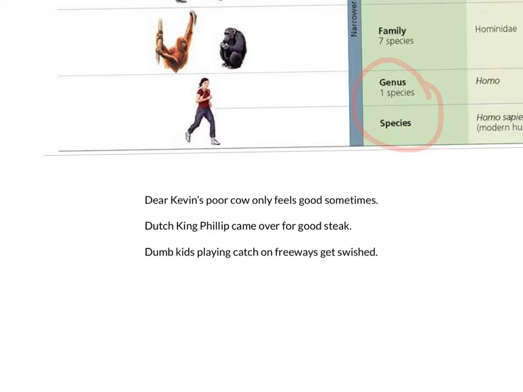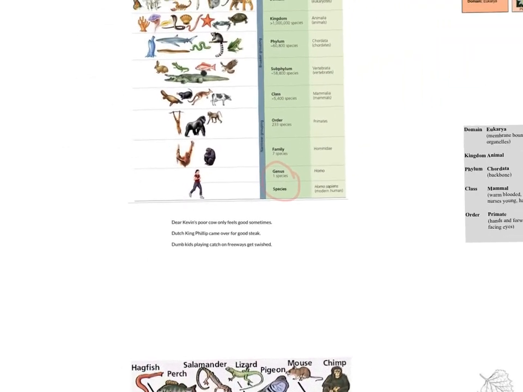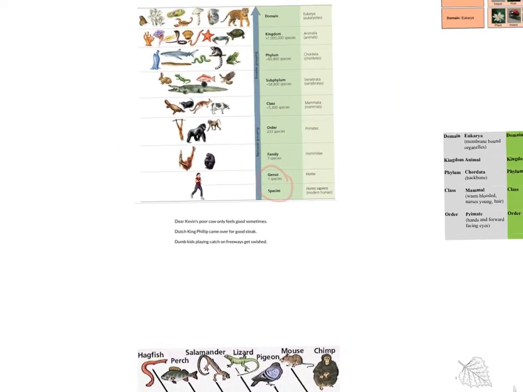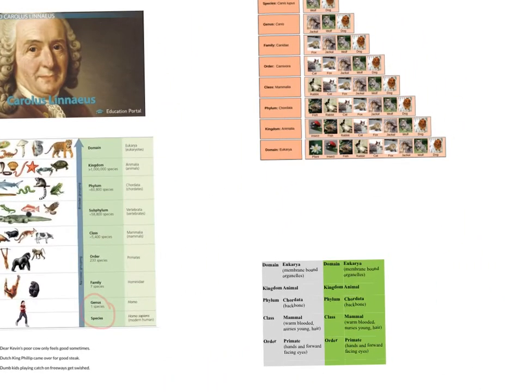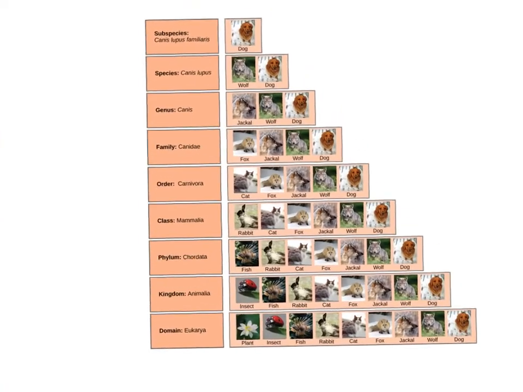Or this one, which your parents will probably love. Dumb kids playing catch on freeways get squished, which is a weird one, but that's what I learned when I was in school. And it's weird. You'll remember that one. So that's how you remember the steps of taxonomy, and how it gets more narrowed down and narrowed down as you go. So this is showing you that.